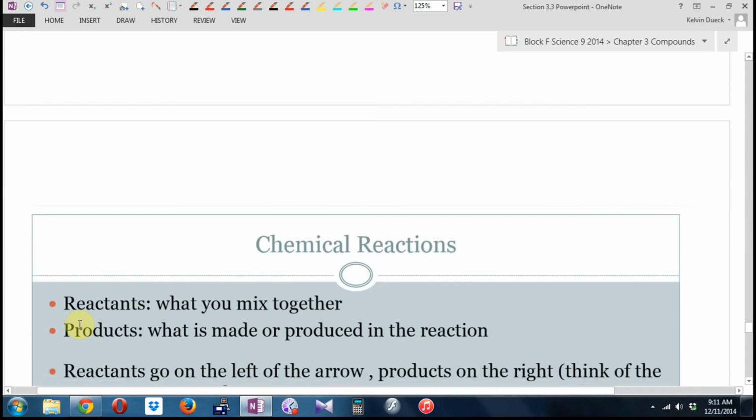Some more terminology, chemical reactions. Now we're back to notes. Ready? Reactants are what you mix together. They're reacting. You react the reactants. Products, that's what's made or produced in the reaction.